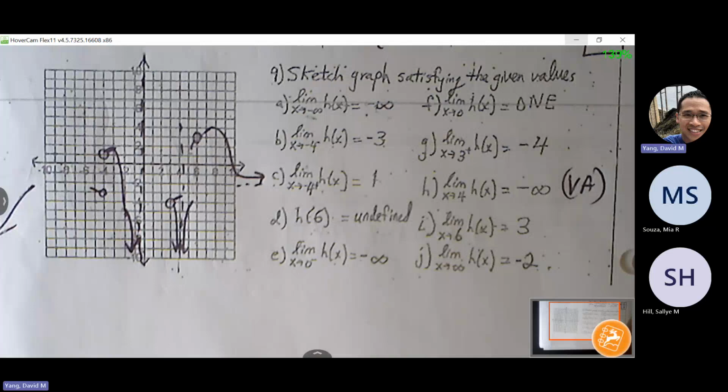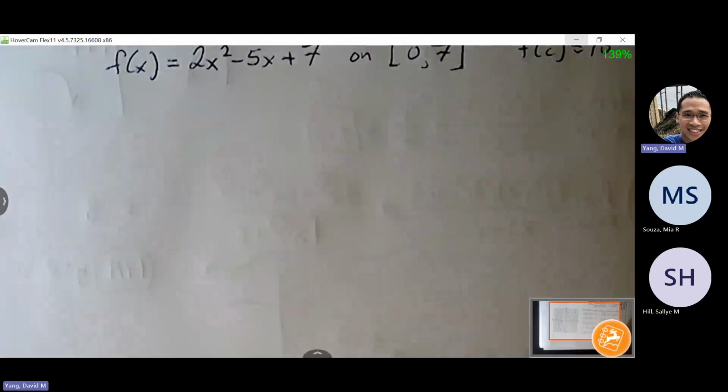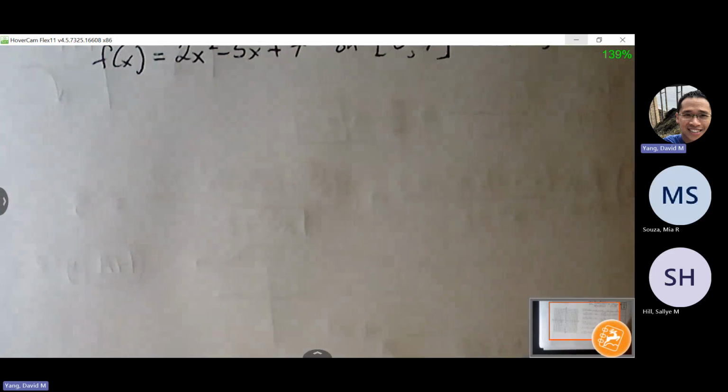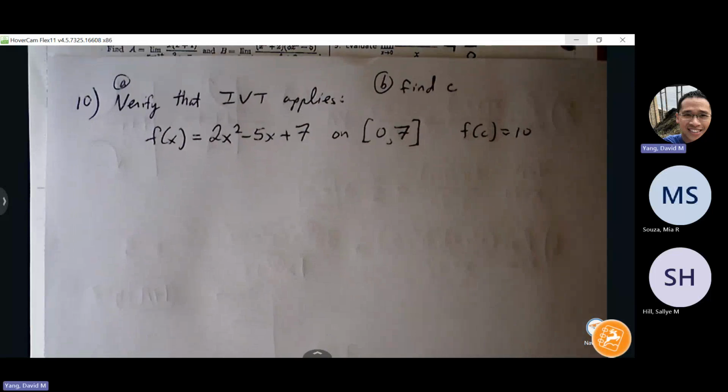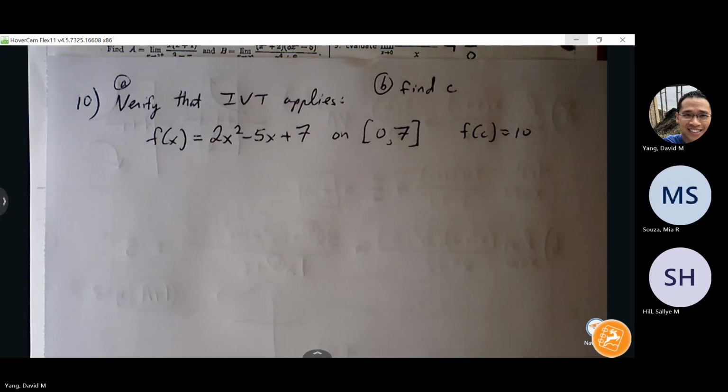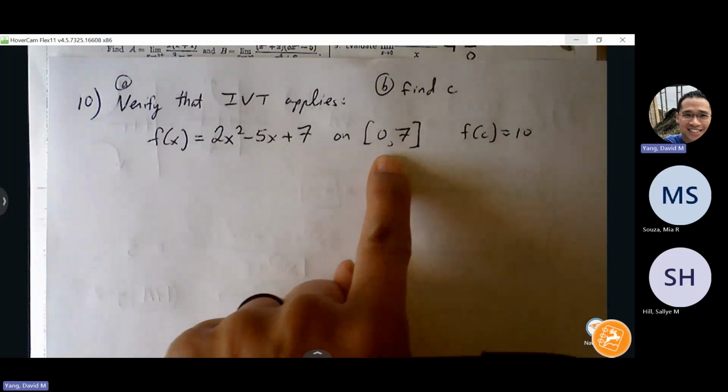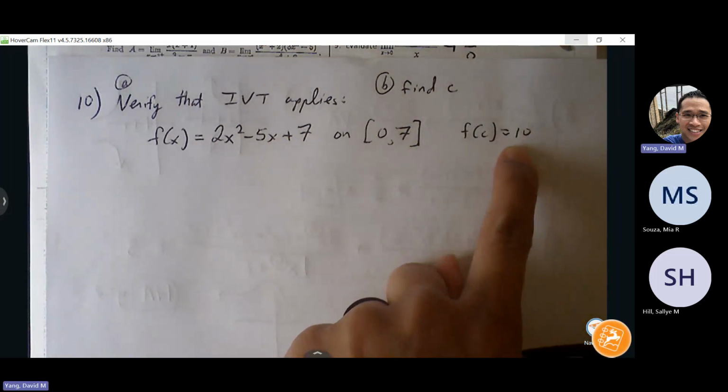Okay, let me do some more problems that were not on the worksheet. If you want, grab a sheet of paper, or you can grab one of my scratch sheets from my shelf. This is an IVT problem from scratch. Verify that IVT applies. So we have our function, we have our closed interval, we have our targets.